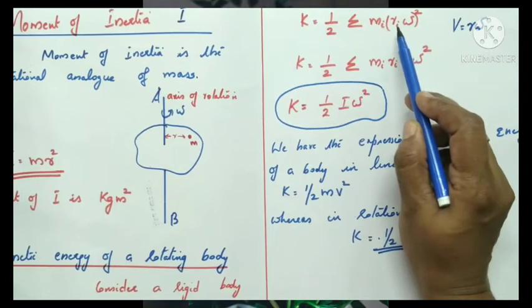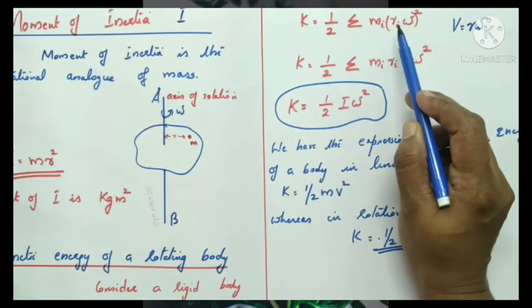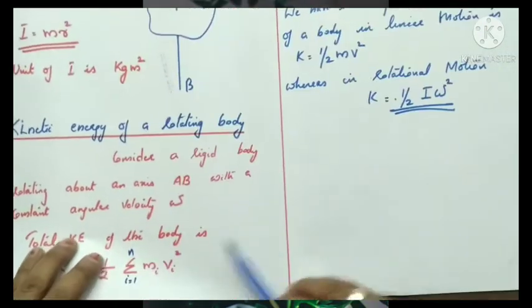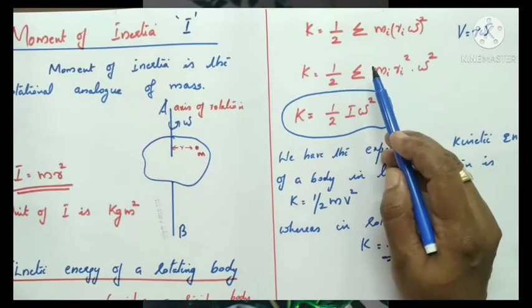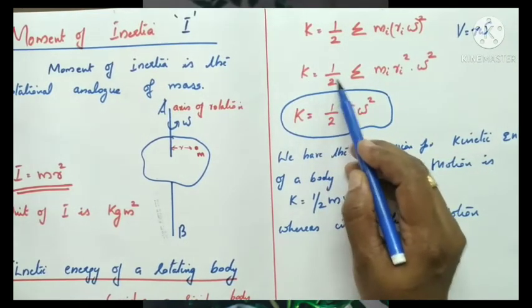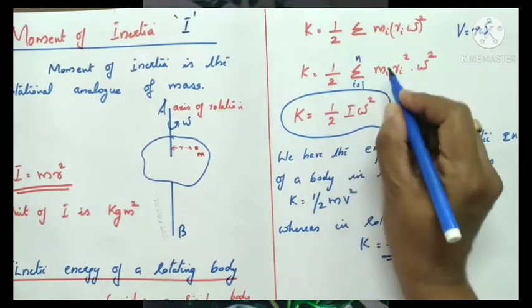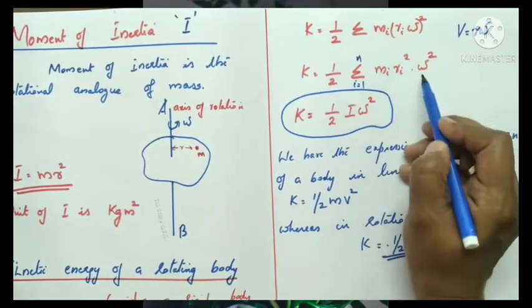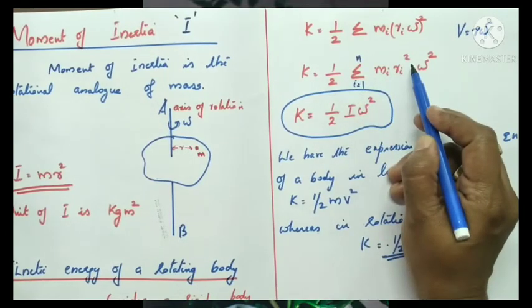Velocity v square, that is vi square, can be written as ri into omega the whole square, or K equal to half sigma, i equal to 1 to n, mi ri square into omega square. But what is sigma mi ri square?